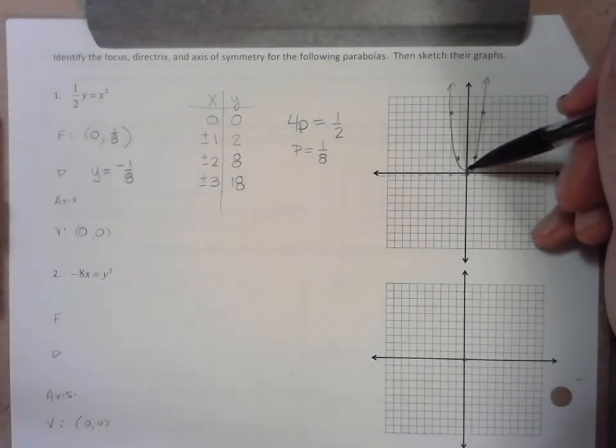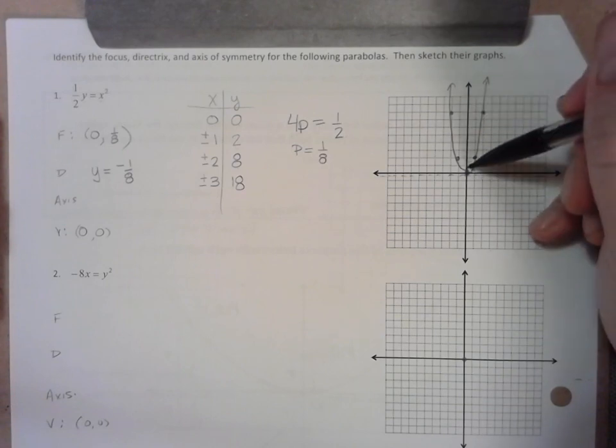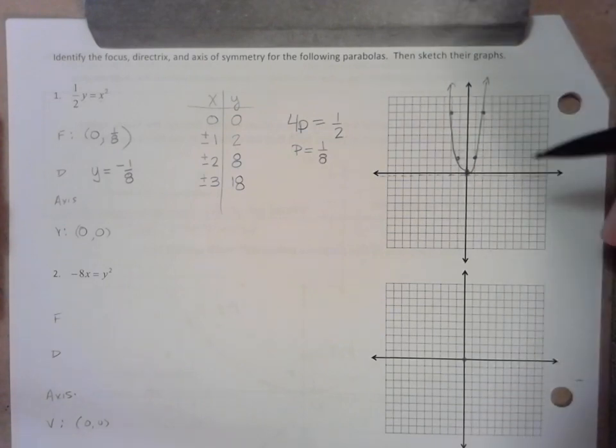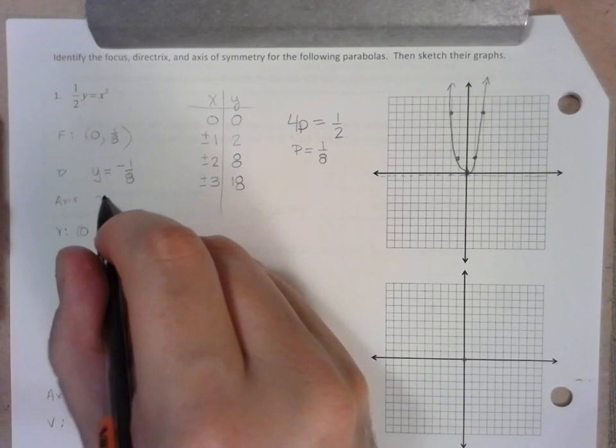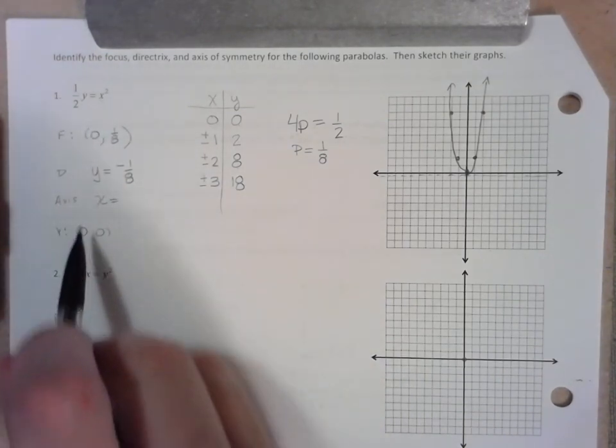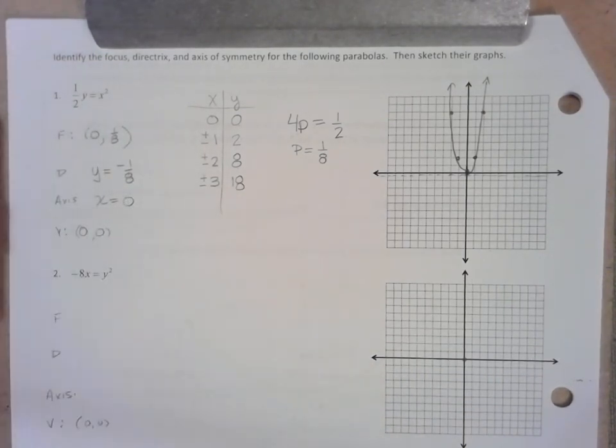Now, what is the axis of symmetry? Your axis of symmetry has to pass through your focus and your vertex. That is a vertical line. And it goes through the x-coordinate of your vertex and focus, which is x equals 0. That's what they share in common. So we made our first parabola.